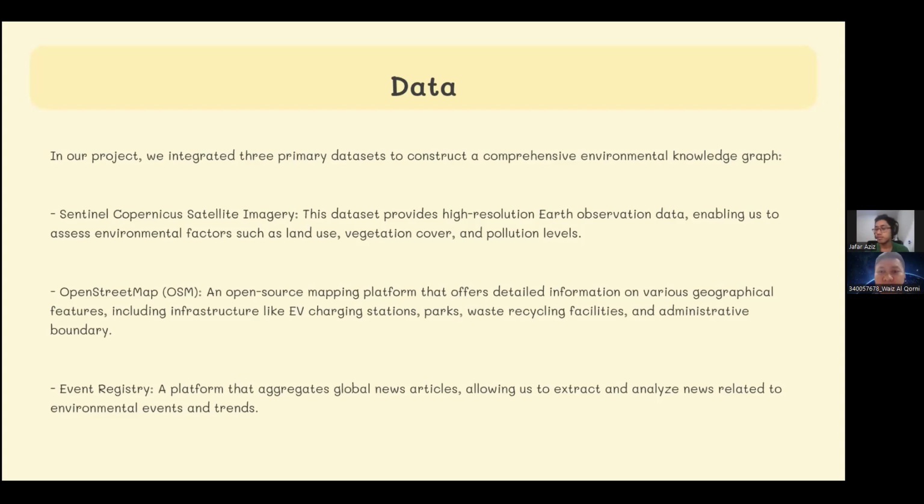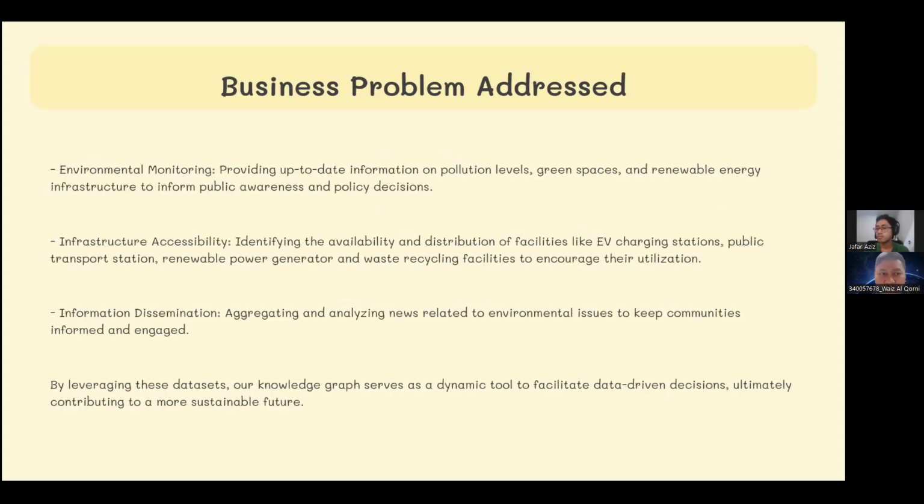Next slide. The business problem we can address is environmental monitoring, providing up-to-date information about pollution level, green space, and renewable energy, and then infrastructure accessibility like EV charging stations, public transport stations, renewable generators, and also recycling facilities to encourage their utilization. And then information dissemination, aggregating and analyzing news related to environmental issues to keep communities informed and engaged. Next slide.